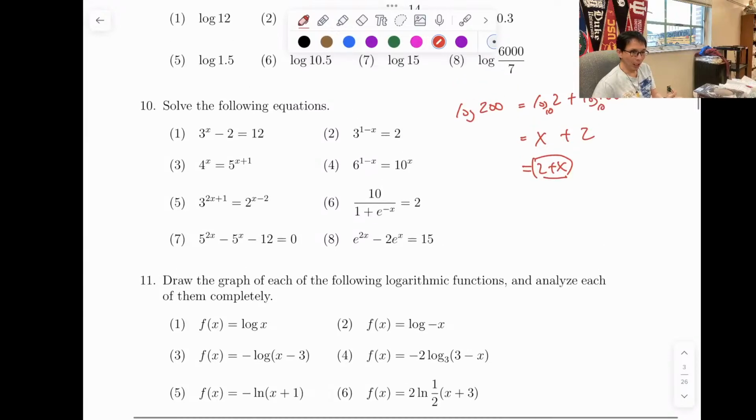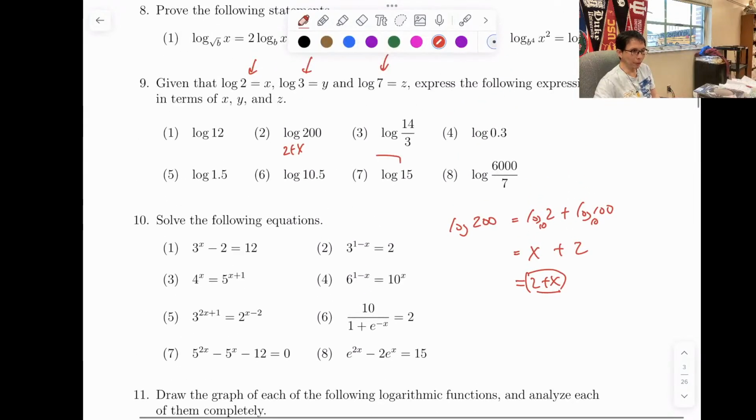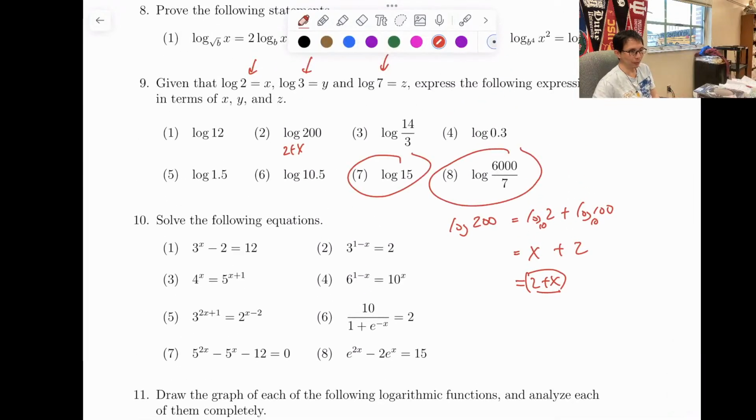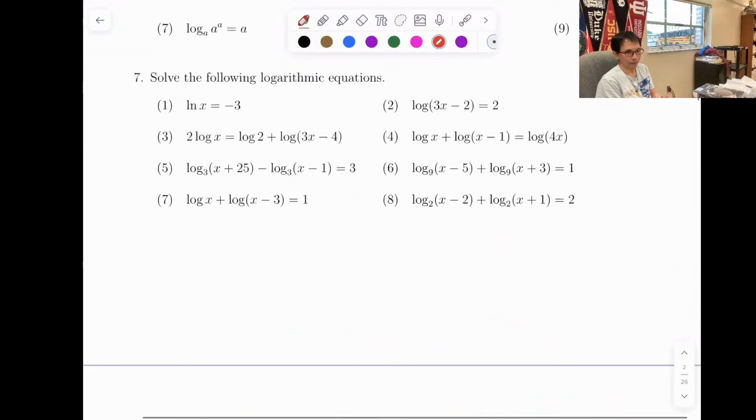All right. So you should be able to do 15 now. You should be able to do log 15. You should be able to do 8 as well. And it's just a combination of numbers. So I'm not gonna tell you the answers, but I'm gonna let you think about things. Okay.